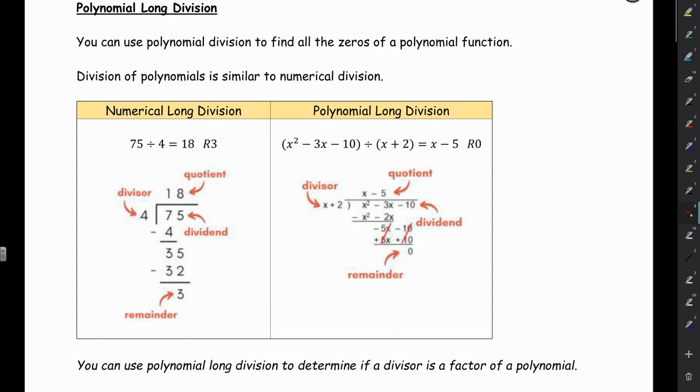And it's just similar to numerical long division. And so I'm demonstrating them side by side here. Just like numerical long division, we have a divisor. We're dividing that into our dividend. We're going to get a quotient, and then sometimes we will have a remainder. So we have our polynomial here. We have our divisor being divided into it. We're getting our quotient, and in this example, I don't have a remainder.